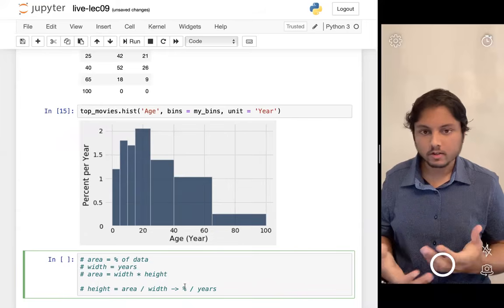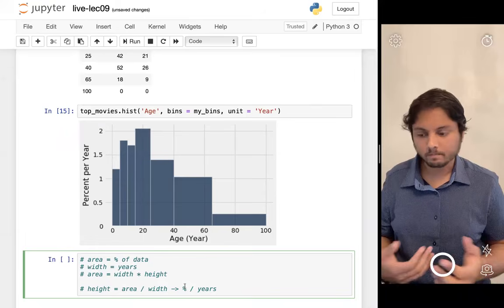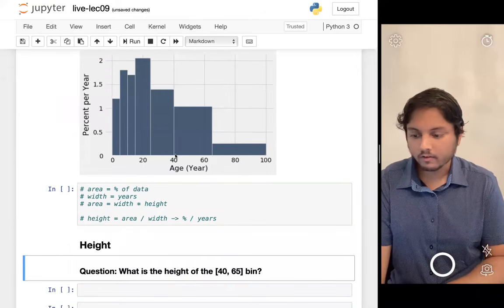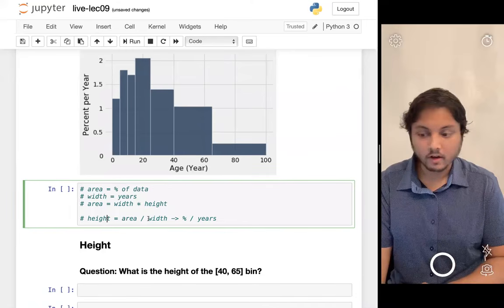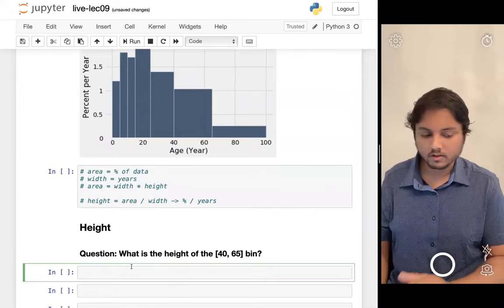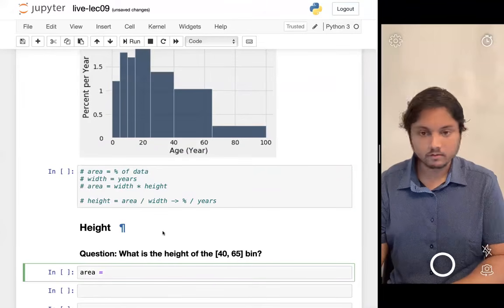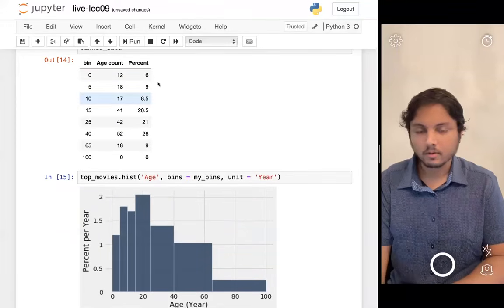Now we can use that information to calculate the height of one of these bins. A question might be, what's the height of the 40 to 65 bin? As we mentioned here, the height is area divided by width. So first of all, we have to figure out what the area is. The area is the percentage that's in the 40 to 65 bin. So if we go up here to our table, what's the area of the 40 to 65 bin?